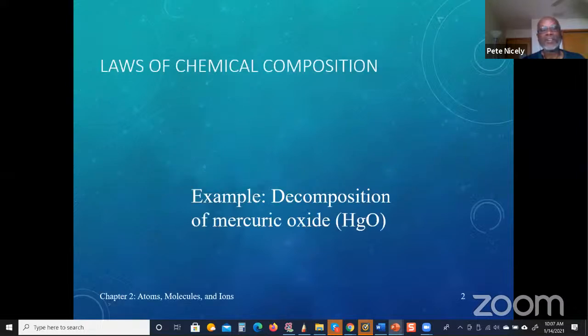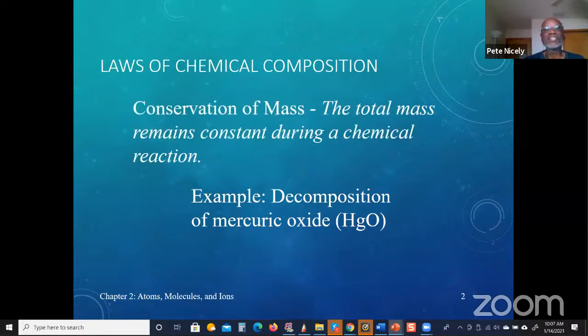So the first thing we want to talk about are some basic, fundamental laws in chemistry when it comes to the composition of compounds. And the first law we're going to talk about here is that of the conservation of mass. So this law says the total mass remains constant during a chemical reaction, all right? So that's one way of wording it. In different textbooks, they have it worded in different ways.